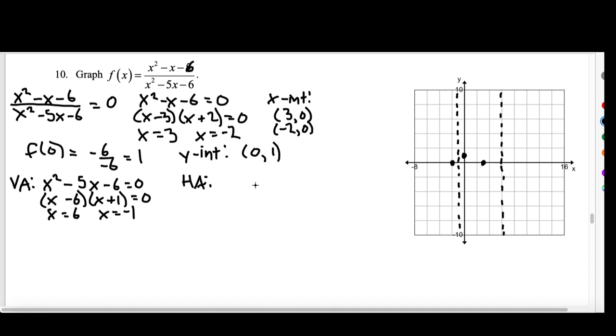To find the horizontal asymptotes, we look at the degree of the numerator and the denominator. They're both second degree polynomials, so the degree is the same. And so in that case, we take the ratio of the leading coefficients. So we've got y equals 1 over 1, which equals 1. So the horizontal asymptote is a horizontal line passing through y equals 1, which will be right about here.